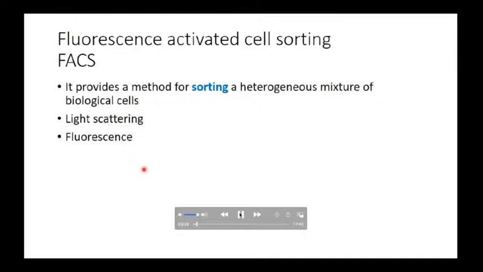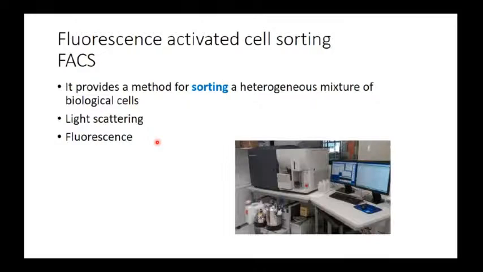FACS mechanism is not only a cell counting mechanism, but it's also a cell sorting mechanism. So it provides a method to sort a heterogeneous mixture of biological cells. It depends on light scattering, as we saw in flow cytometer, so forward scattering light and side scattering light, but it also depends on the fluorescence, and it can also detect fluorescence. FACS mechanism looks like this.